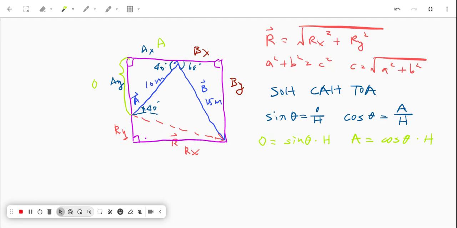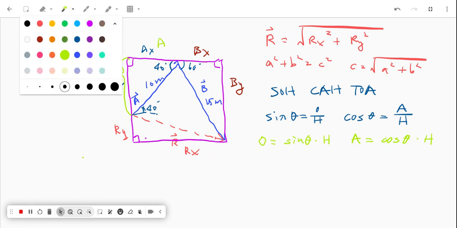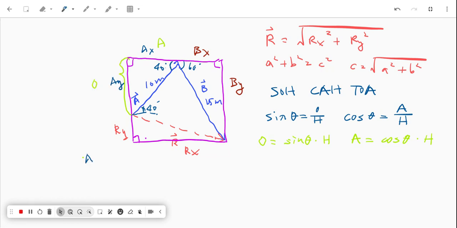So in short, just remember, the vertical one, the y, will always be sine theta times hypotenuse, okay? And the x, the adjacent, the horizontal one, will always be the cosine. So that tells us, in order to find AY, AY equals, since it's y, sine theta. Theta is the amount of degrees, so sine 40 degrees times 10 meters equals what?